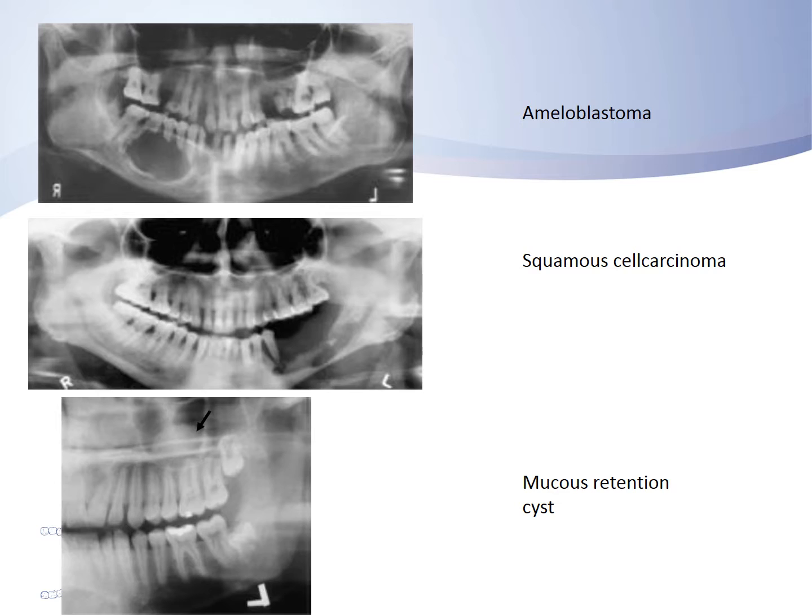There are other things that an OPG can reveal. This is what was diagnosed as an ameloblastoma. This is a squamous cell carcinoma in somebody's jaw. And down here, there was a mucus retention cyst that was occurring in this person's jaw. So an OPG is a great way, as a diagnostic tool, to have a first look at everything.